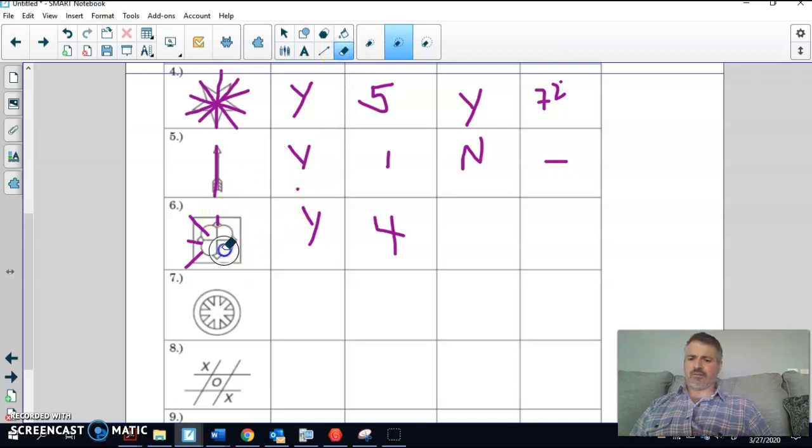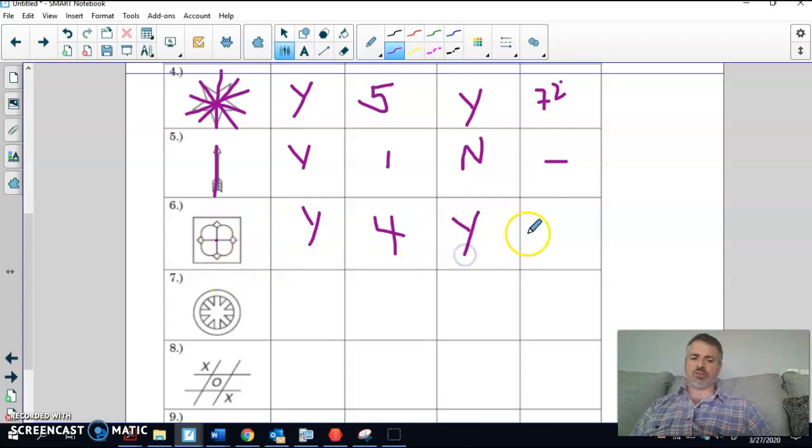Rotational symmetry. Again, there's my center of rotation. Again, I have 4 equal parts on this, so I would say yes, it has rotational symmetry. It's got 90 degrees, 360 divided by 4 on that one.